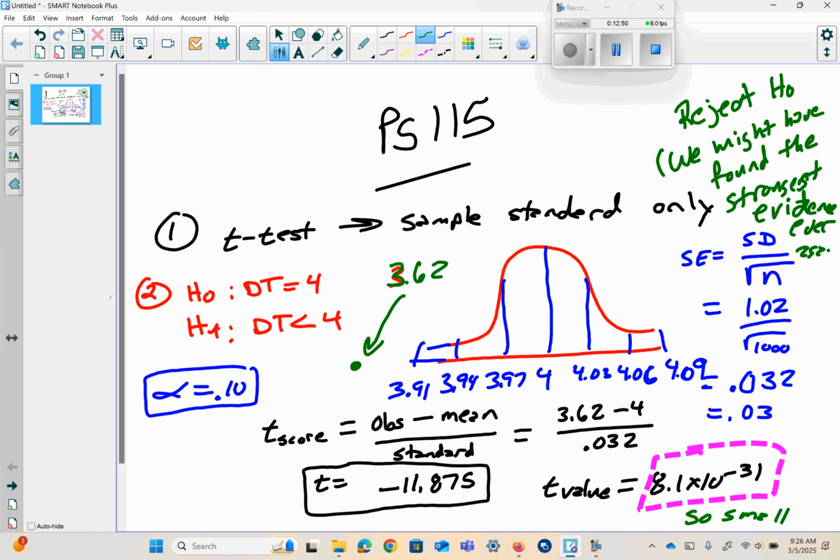Against our null. Okay. I mean, that's about the only thing I can say. Since we're based on a p-value of 0.10, we reject the null. This is the strongest evidence. This truly means that this company is satisfying the less than 4 minutes to the drive-through.